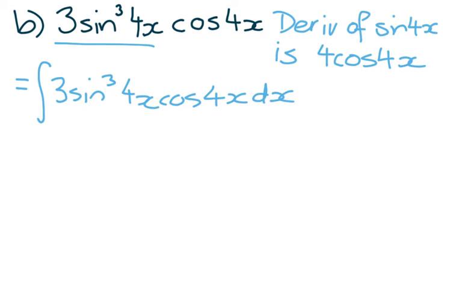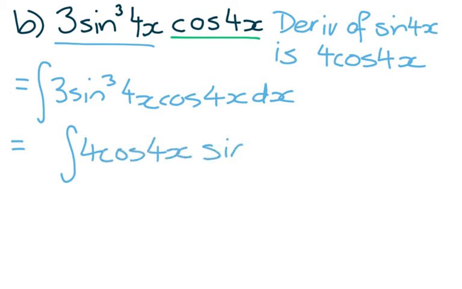And we need to make that present again. So I've just underlined it in green, we've got part of it present. So we've got cosine of 4x present. So I'm just going to put here the integral of 4 cosine 4x sine cubed 4x dx. And we need to work out what we need to multiply it by.